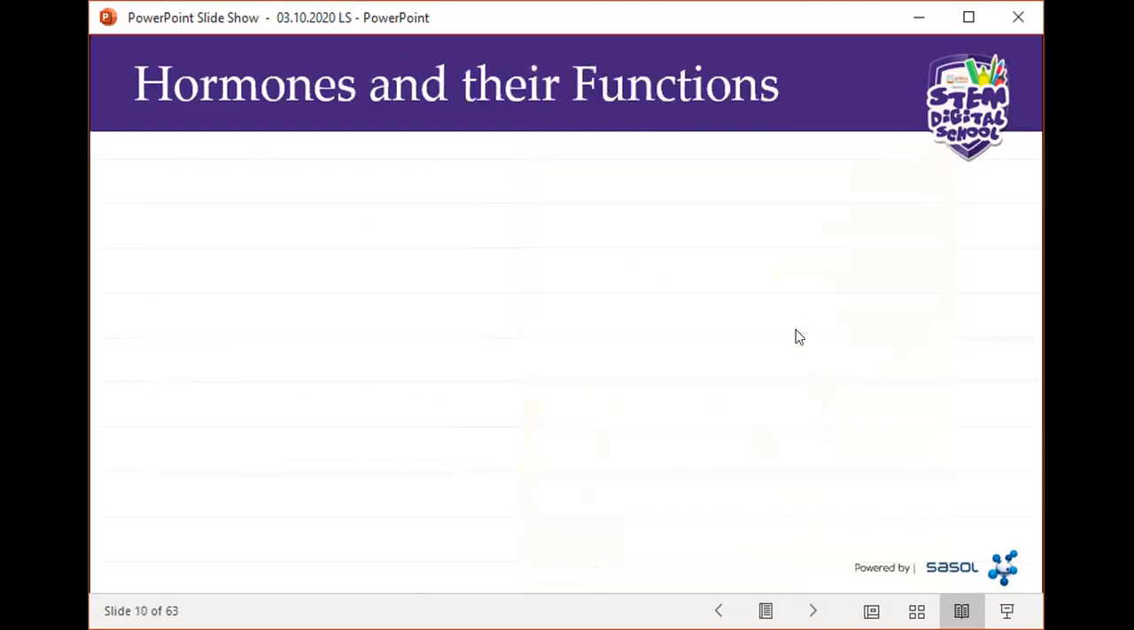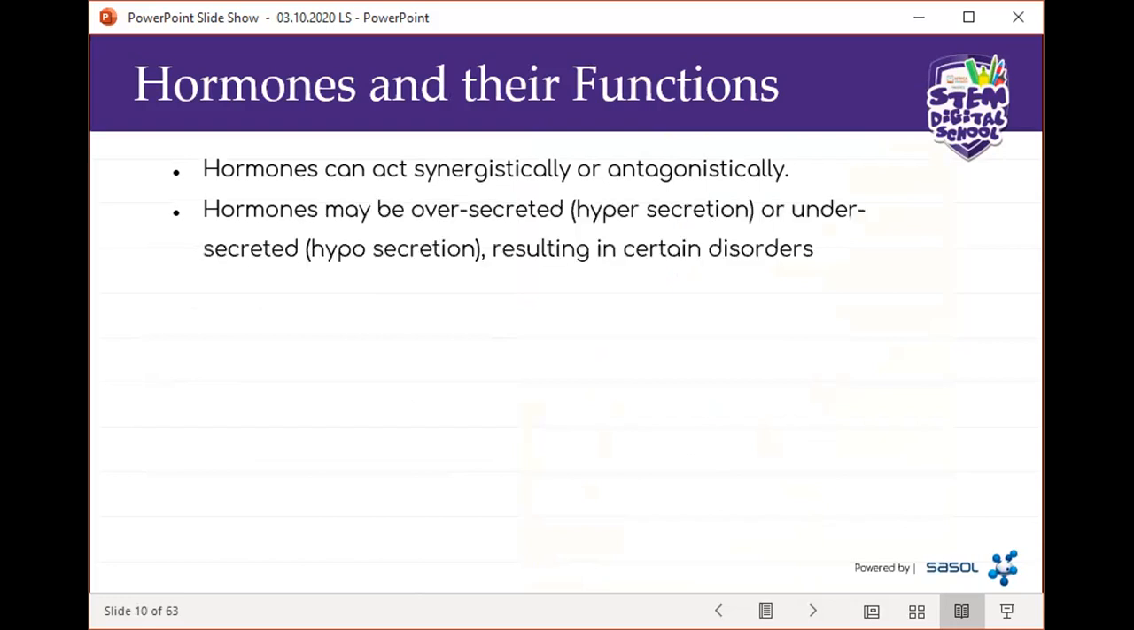Okay. Then hormones and their functions. So hormones can act synergistically or antagonistically, right? Then hormones may be oversecreted, and when hormones are oversecreted, we refer to that as hypersecretion, and when they are undersecreted, we refer to that action as hyposecretion. Okay, so hypersecretion as well as hyposecretion results in certain disorders because there is no balance, right?